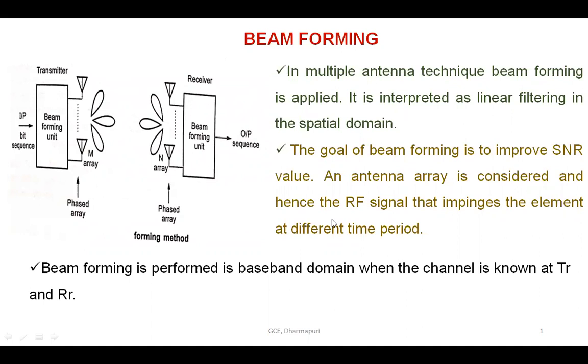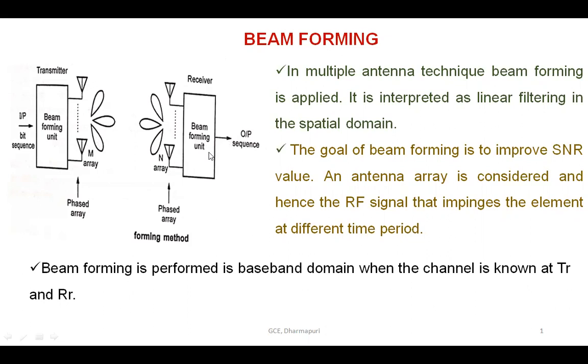The beamforming method is used in the block diagram. It is the beamforming unit. On the receiver side, there is an input sequence and an output sequence. The goal of beamforming is to improve the signal to noise ratio.